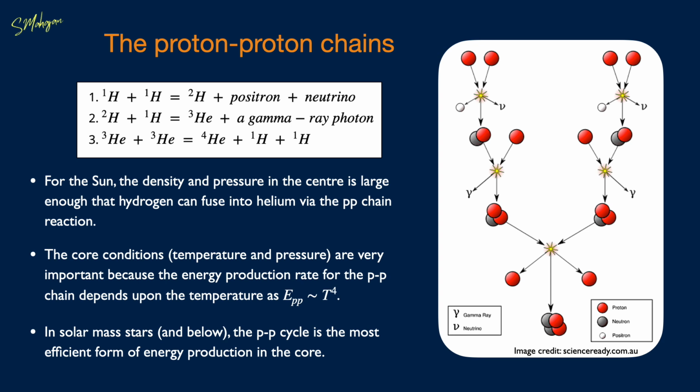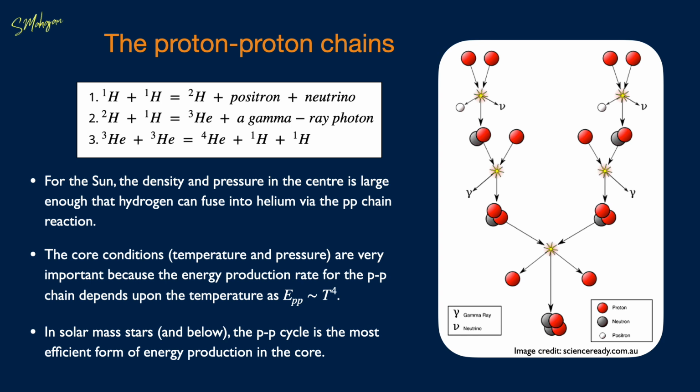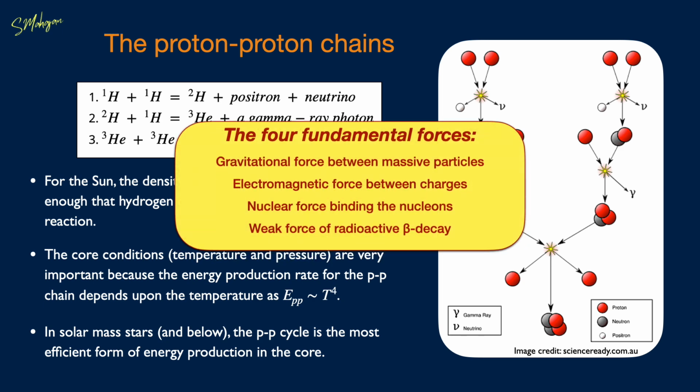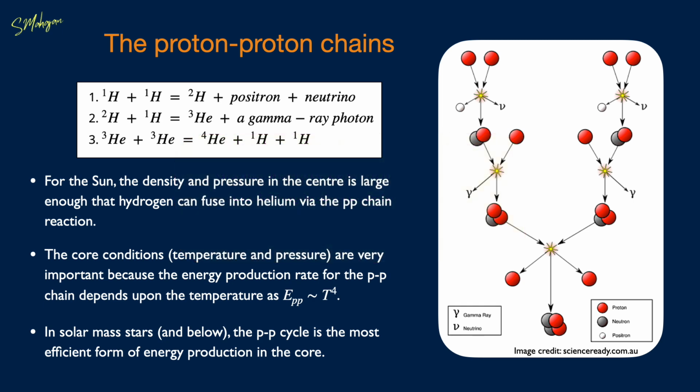In stars like our Sun, the density and pressure in the central core is large enough that hydrogen can fuse into helium through the proton-proton chain reaction, also known as the pp chain. The slowest step in this series is the first step, which requires a proton to decay into a neutron. This kind of decay involves the weak force, one of the 4 fundamental forces in nature. The rate of energy production in the pp chain reaction depends on the 4th power of the temperature. The pp chain reaction is responsible for converting hydrogen to helium and production of energy in stars like our Sun and some stars which are even less massive than our Sun.